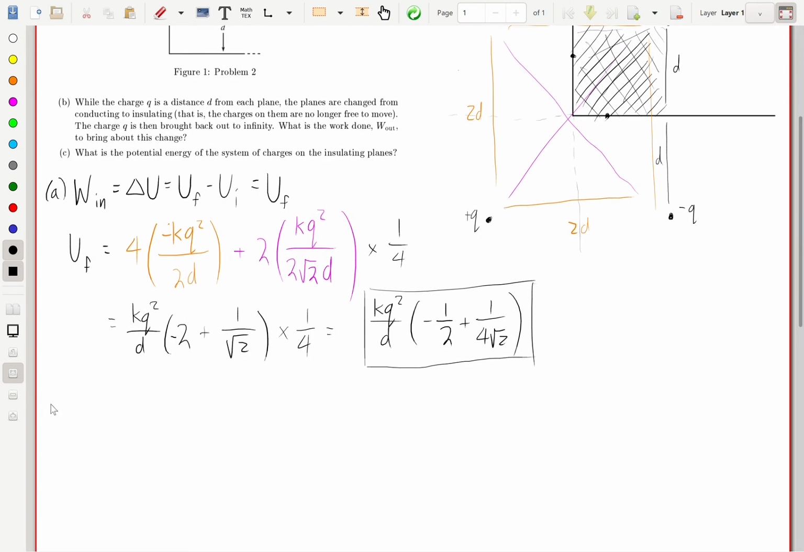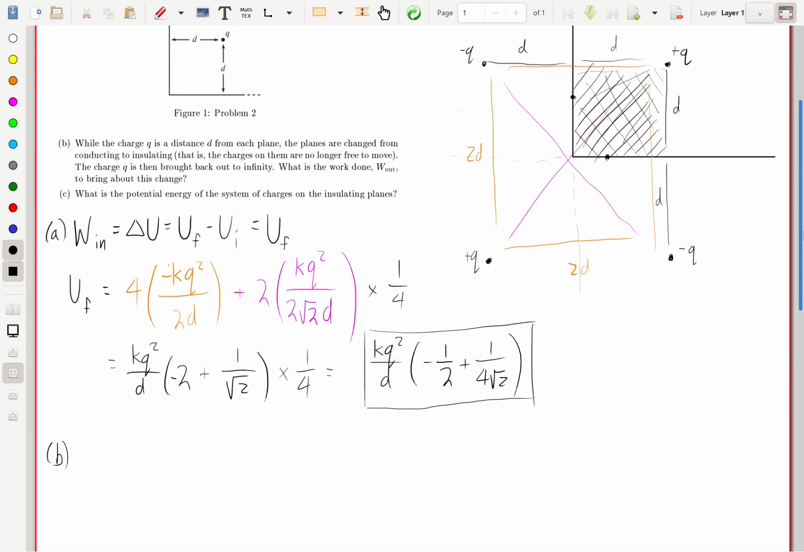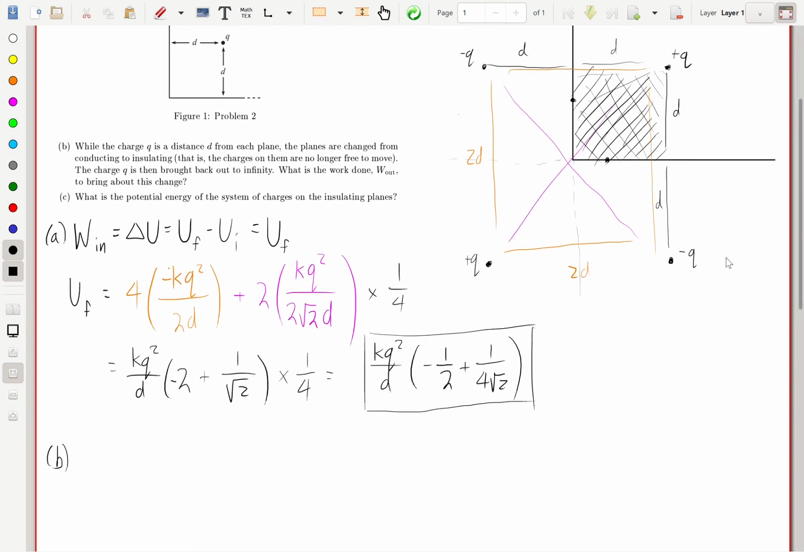Now for part B. Part B asks, while the charge q is a distance d from each plane, the planes are changed from conducting to insulating. That is, the charges on them are no longer free to move. The charge q is then brought back to infinity. What is the work done about this?